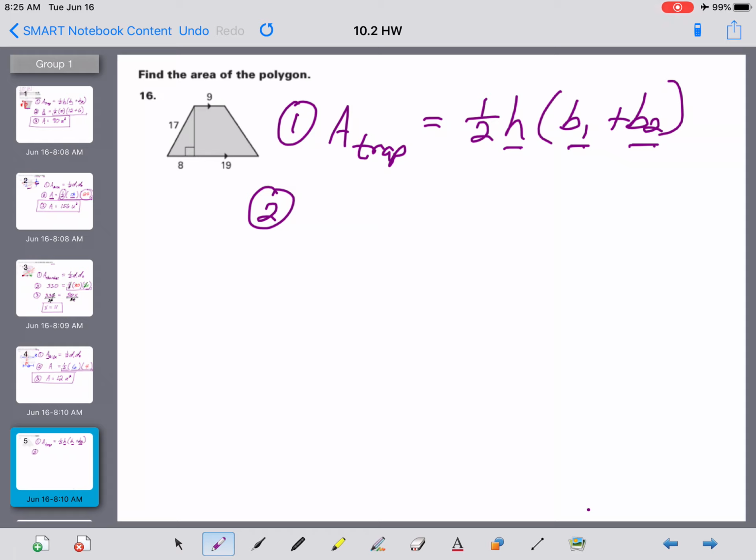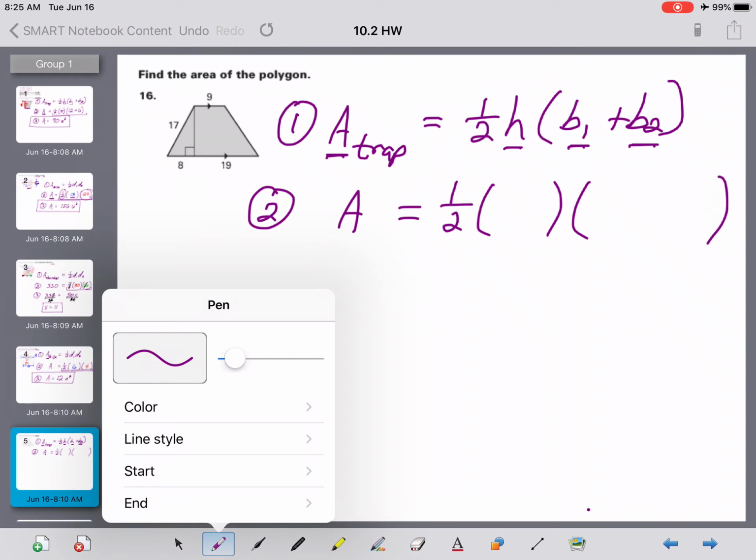Again, look at your directions. Find the area of the polygon. We don't know A. We're not supposed to know A just yet, so that's your unknown. But on the right side, we better be able to fill in these 3 things. So we've got a 1/2. We do not know our height yet, and then the sum of our two bases. Actually, let's start with the easy part.